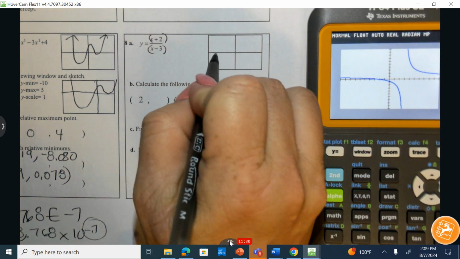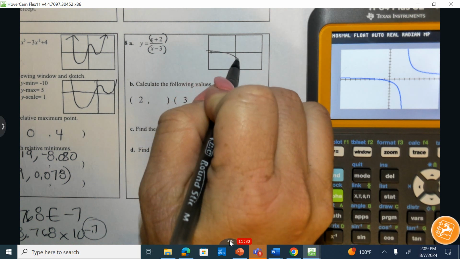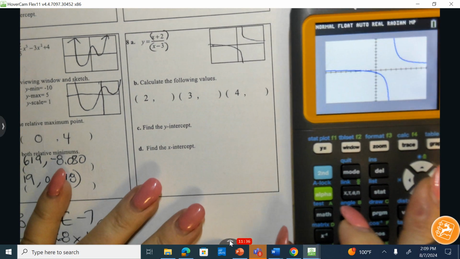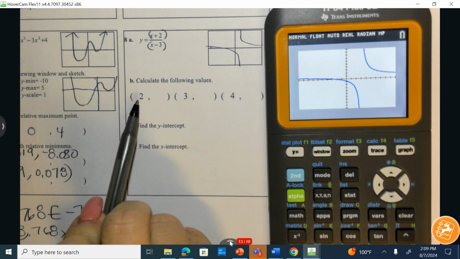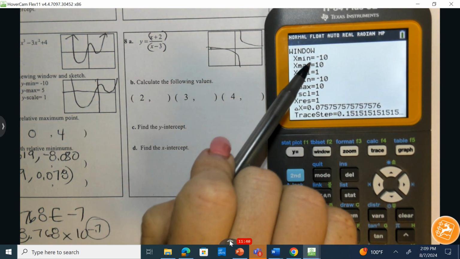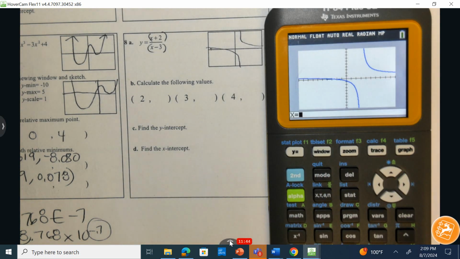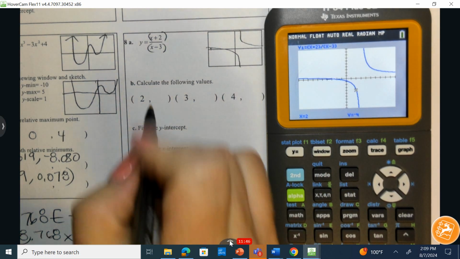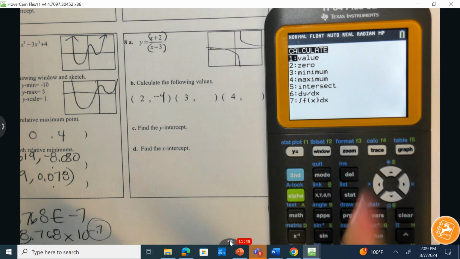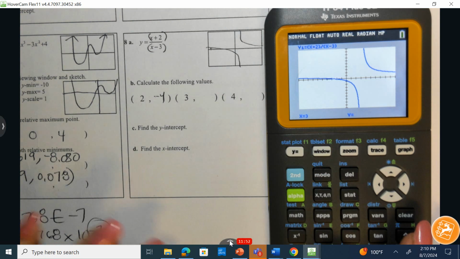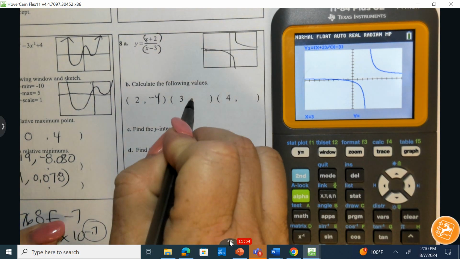Let's see what this looks like. And we're going to learn more about this later on. This is called a rational function. We'll learn all about it later on, but it looks something like that. Okay, so notice the x values 2, 3, and 4 are within the range here for the x's. So I can go second trace value, and I can plug in 2 to get negative 4, second trace value 3 to, oh, now notice there is nothing there.